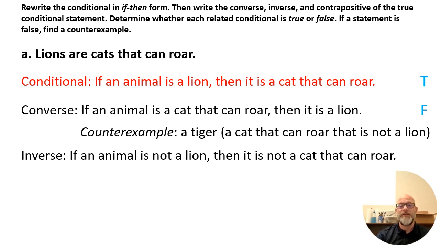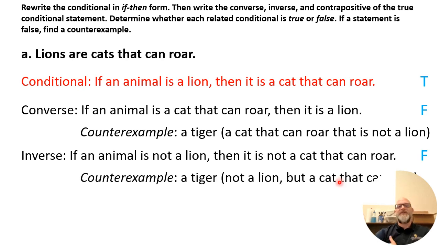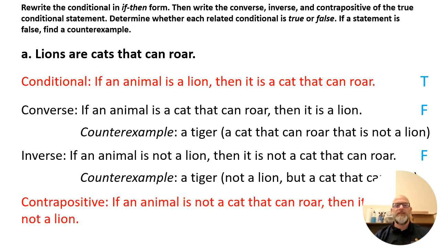Okay, maybe it's a tiger. Oh, but wait, a tiger is a cat that can roar, so that's also going to work as a counterexample. And like the converse and the inverse are both false because they should both be false. Finally, contrapositive, if not Q, then not P. If an animal is not a cat that can roar, then it is not a lion. Is that true or false?